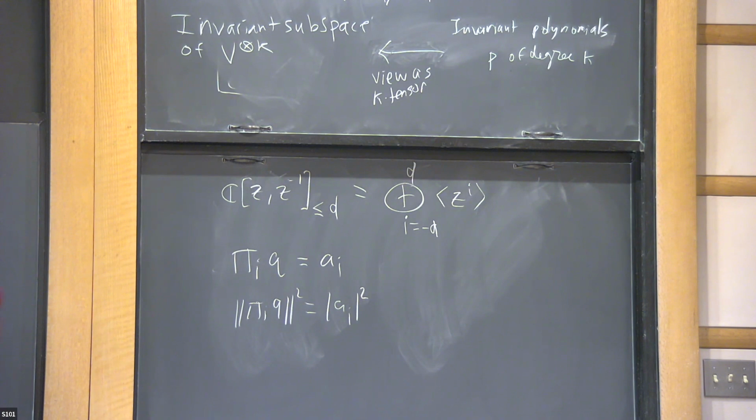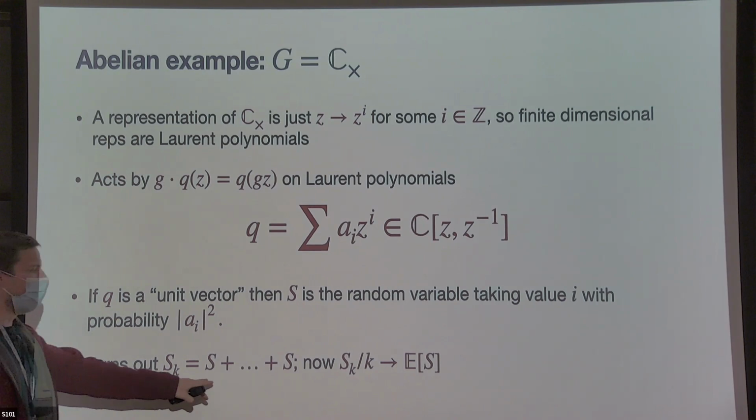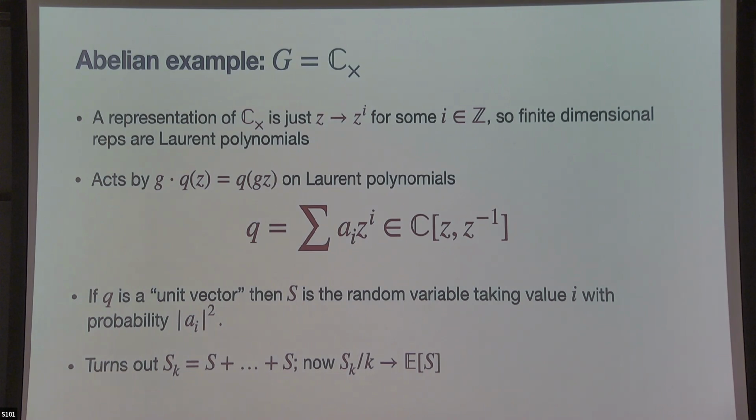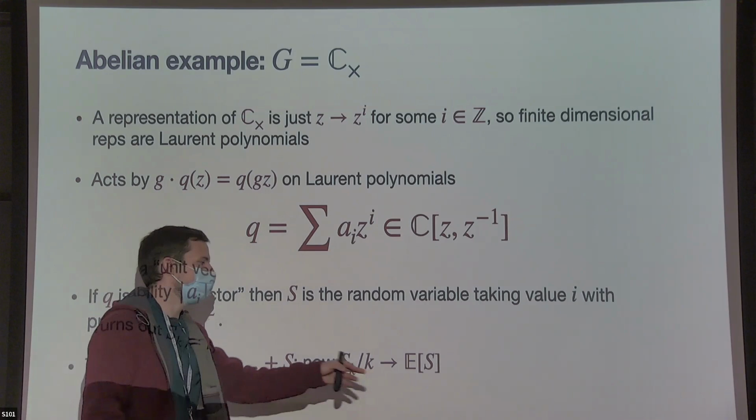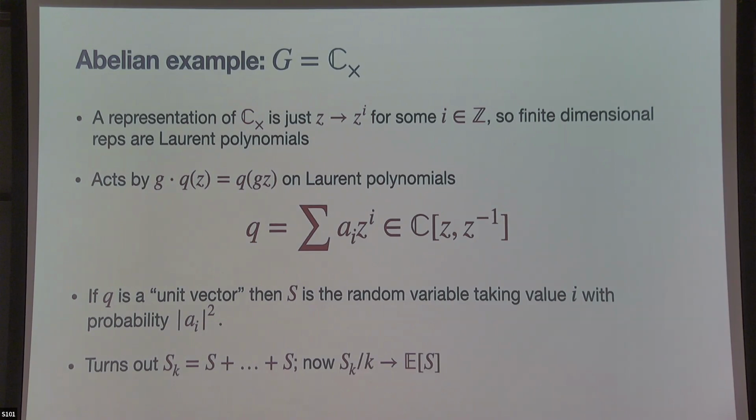And the nice part is that if you take tensor powers of Q to get this variable S_k, it's actually just the k-fold sum of S. So it's the sum of the random variable k times. And so it's really easy to figure out the limiting behavior of this random variable. First of all, if you normalize it, it goes to the mean of S, and there's all sorts of Chernoff bounds and everything. You can completely understand it.